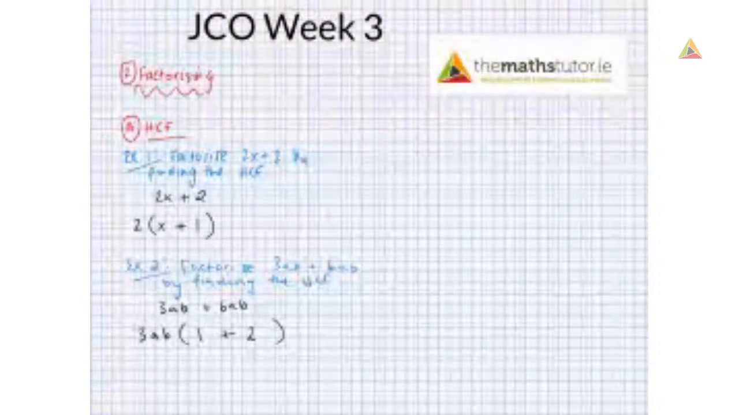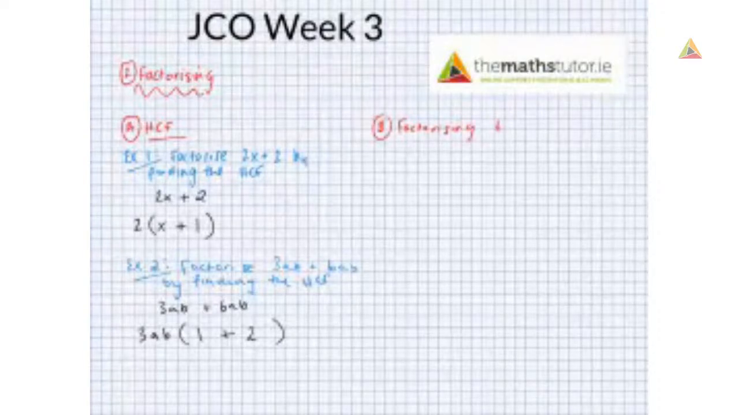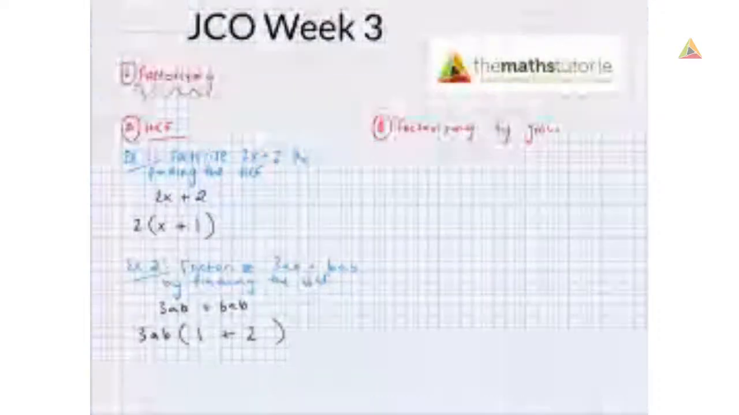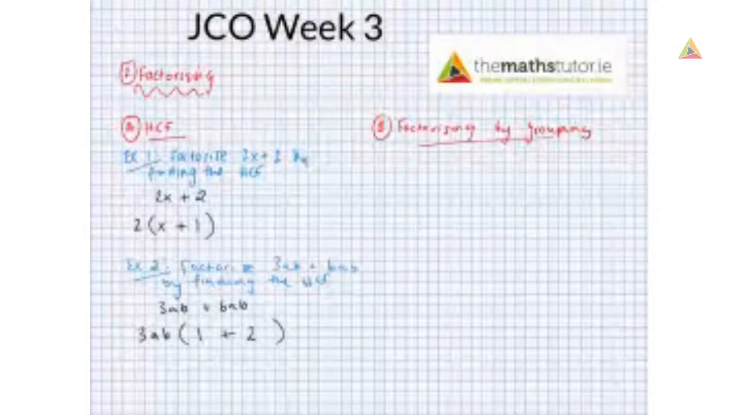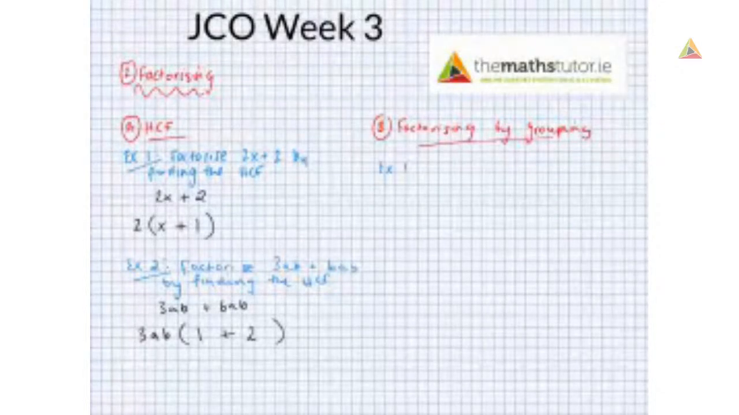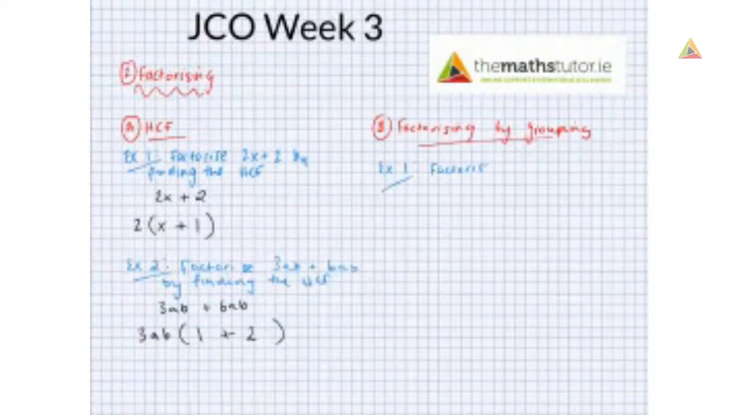So the next one is factorising by grouping. And again, we touched on this and we'll just go back over it. Okay, so in that case, we're going to give you an example. Example 1. You are going to be asked to factorise AC plus BC plus 3A plus 3B.